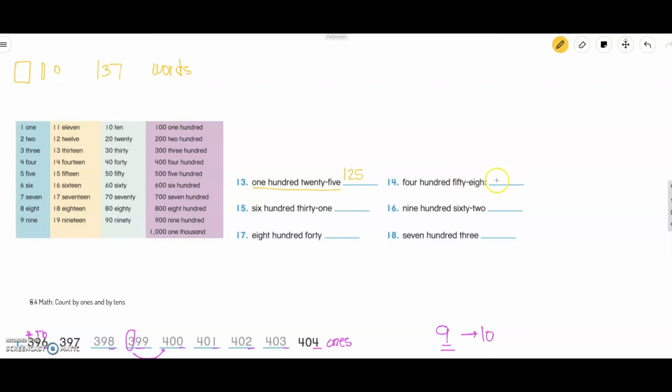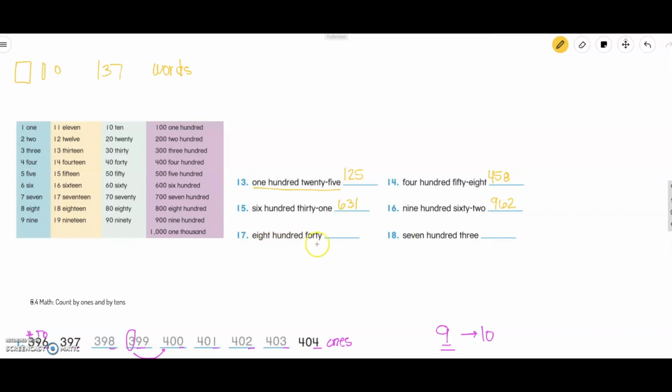458. Okay. 631. Try it. 631. 962. Should have 962.